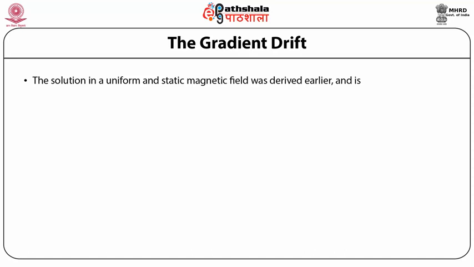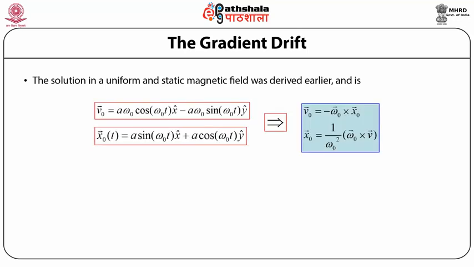So, in the transverse direction, the solution is V = Aω_B cos(ω_B t) x̂ − Aω_B sin(ω_B t) ŷ, and x(t) = x₀ + A sin(ω_B t) x̂ + A cos(ω_B t) ŷ.